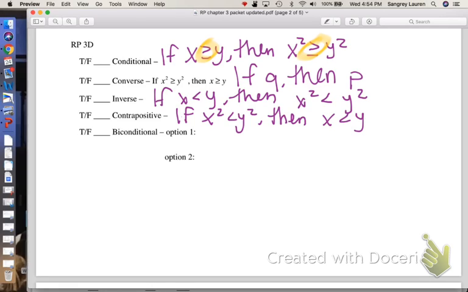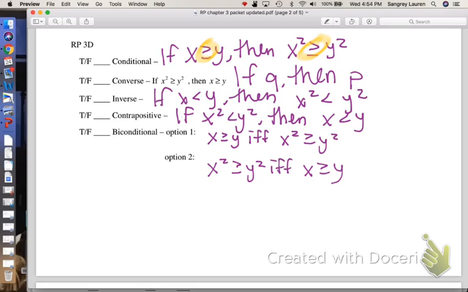Your biconditional has two options. So the first could be X is greater than or equal to Y if and only if X squared is greater than or equal to Y squared. Or we can switch it and say X squared greater than or equal to Y squared if and only if X is greater than or equal to Y.